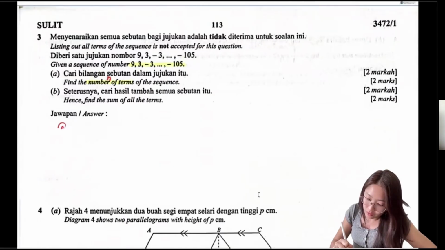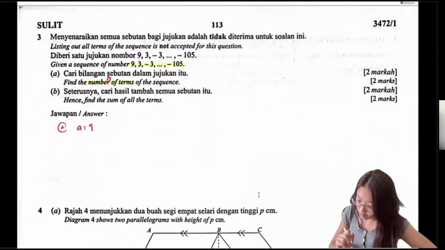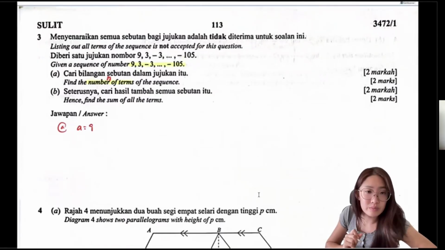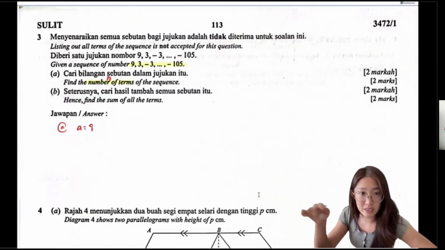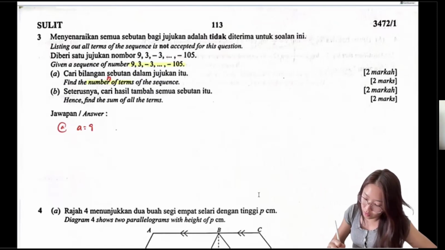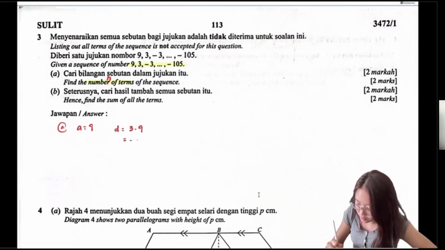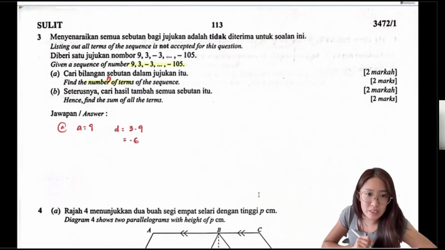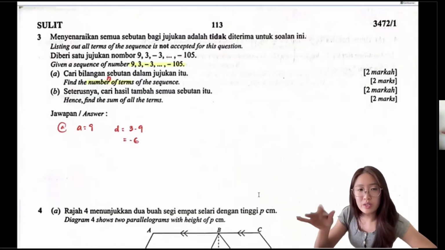Every time when you have a progression, normally I'll just write out my first term first, and this is the common difference. This is an arithmetic progression. You see, from 9 become 3 is -6. From 3 become -3 is another -6. So your common difference, you can take your second term minus first term. Common difference is -6.